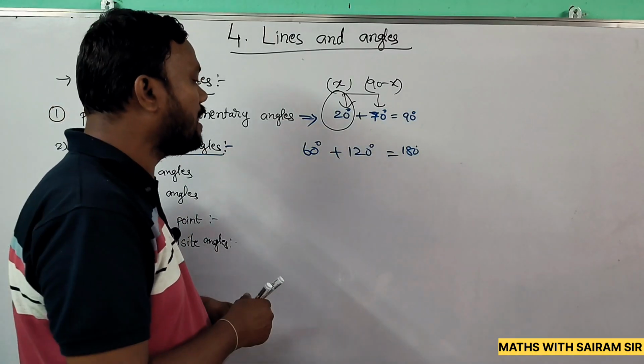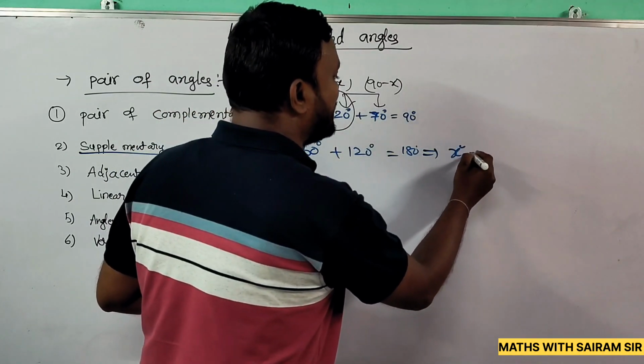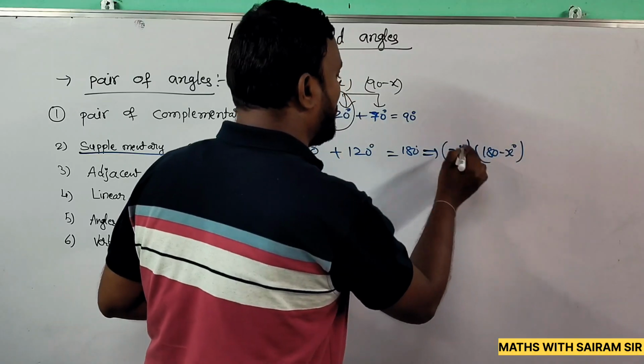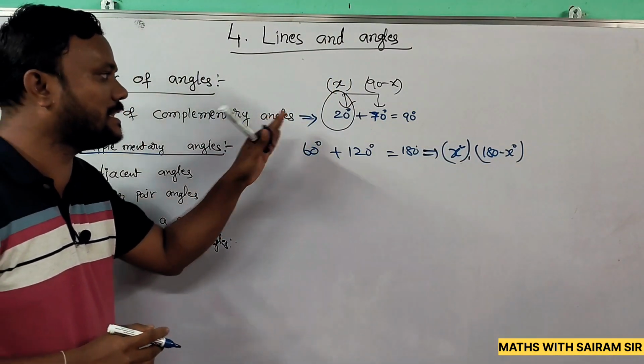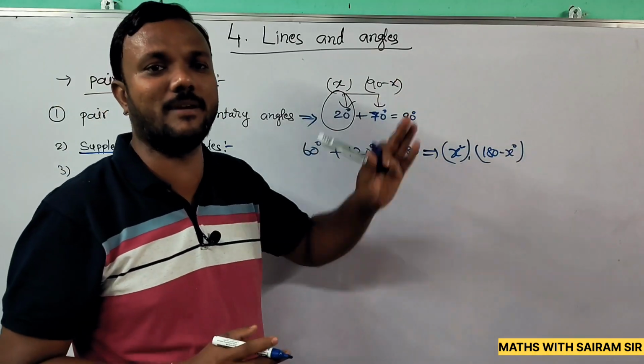In the same manner, these two supplementary angles are in the form of x degrees and 180 minus x degrees. Okay, so the standard form of two supplementary angles is what? x degrees and 180 minus x degrees. The standard form of two complementary angles is known as x degrees and 90 minus x degrees.